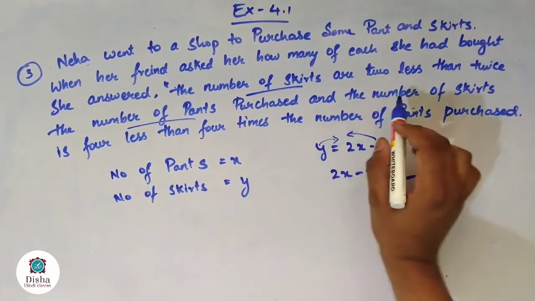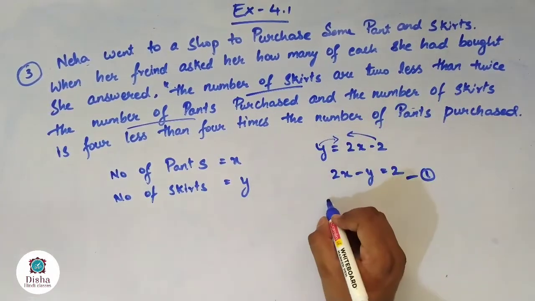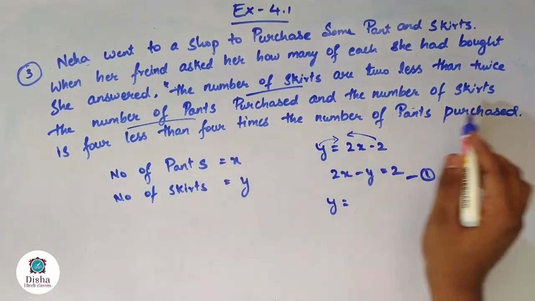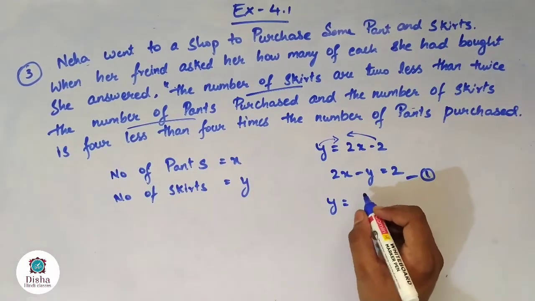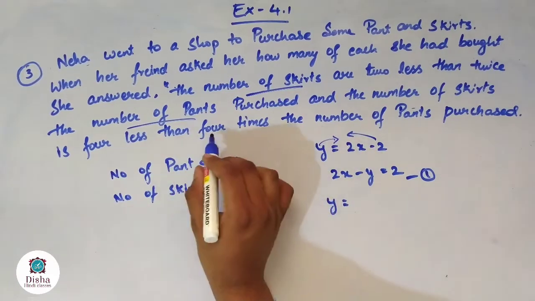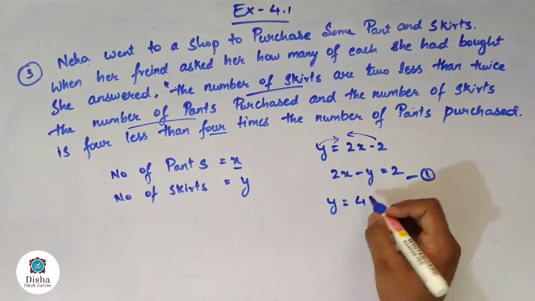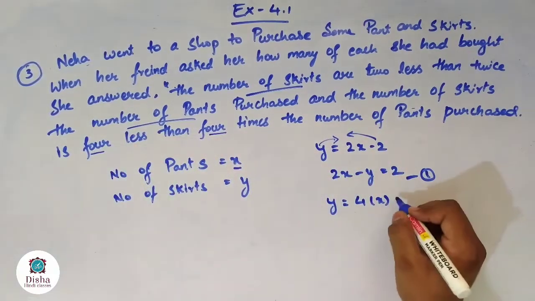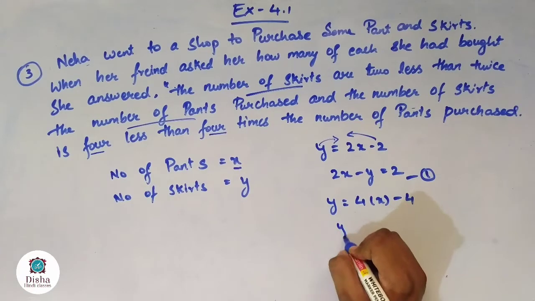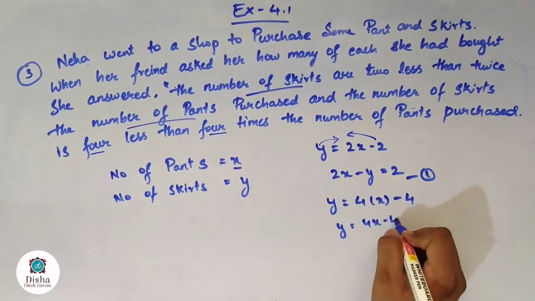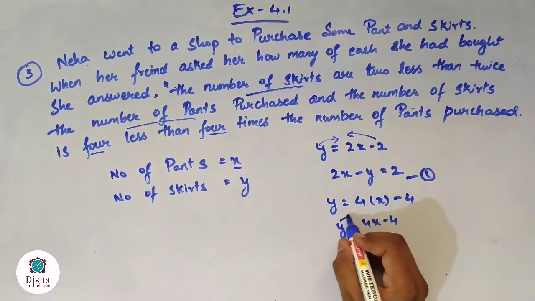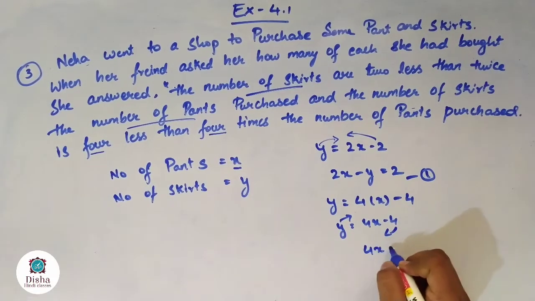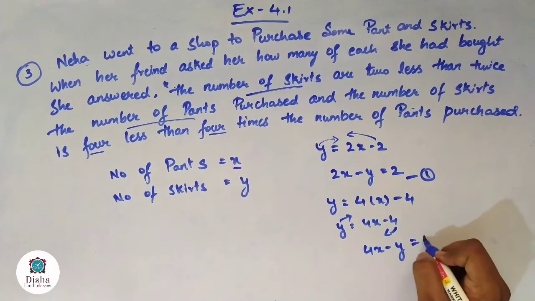So next statement is the number of skirts. So again y equals, it is 4 less than 4 times the number of pants purchased. What are the pants? x. So 4 times, so 4 into x. How much less? 4. So minus 4. So y equals 4x minus 4. So now if you send y to the RHS and minus 4 to the LHS, what will we get? 4x minus y equals 4.